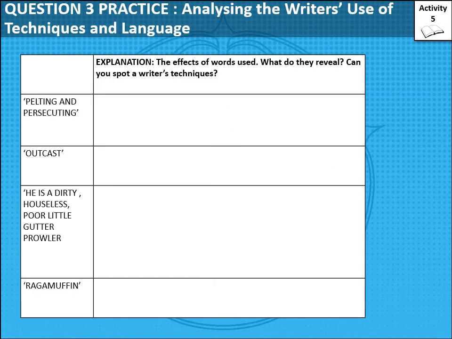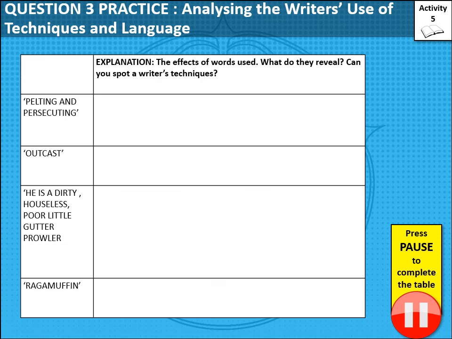For question 3 of the GCSE paper, you will be analysing the writer's use of language and techniques. Read the short passage in your workbook, and next to each of the words and phrases below the passage, explain why you think the writer has used each word or technique. What does each word reveal? Complete this activity in your booklet. Press pause to do this now, and then press play to move on.